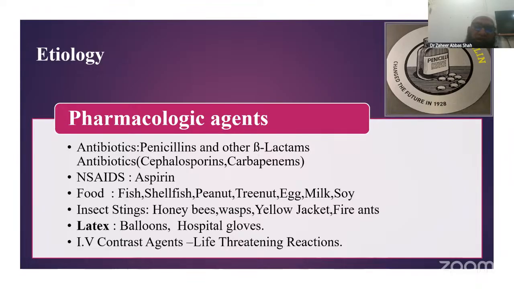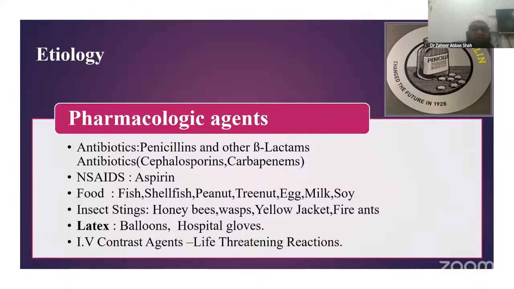Tirumala sir has already covered this, but I will just go through this slide rapidly. So, pharmacological agents. The first and foremost thing is antibiotics. We have the beta-lactam antibiotics, those antibiotics which have the beta-lactam ring in their chemical structure. They include penicillin, cephalosporins and carbapenems. NSAIDs, we know aspirin is there, and other NSAIDs.